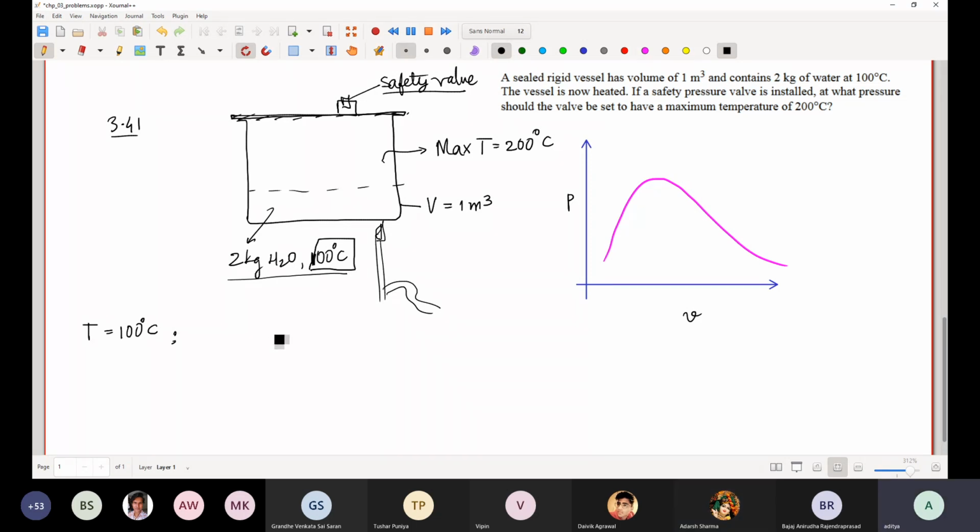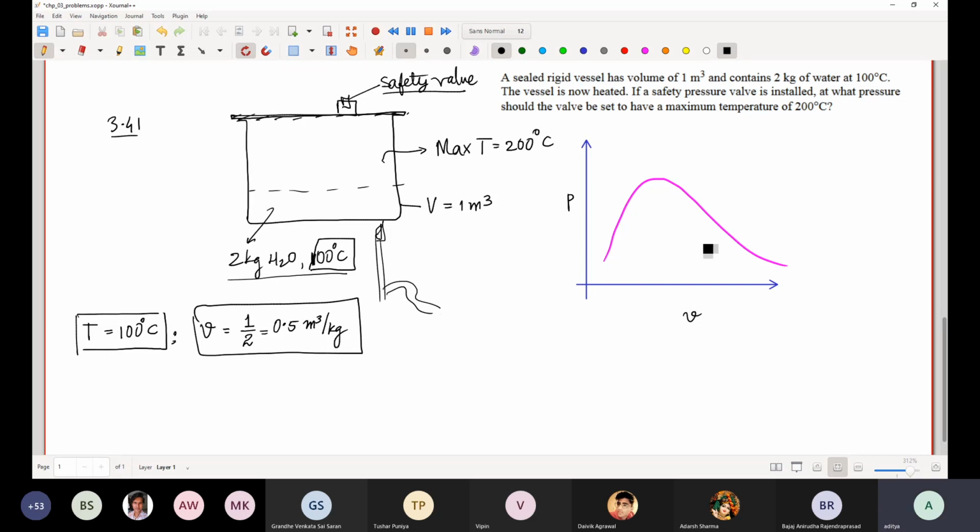How do you figure out the specific volume? It will be 1 by 2. So v is equal to the total volume, which is 1 meter cube, divided by the total mass, which is 2 kg. This is 0.5 meter cube per kg. So on the PV diagram, we must first know where the point is, that is T equal to 100 degrees Celsius and v equal to 0.5 meter cube per kg.